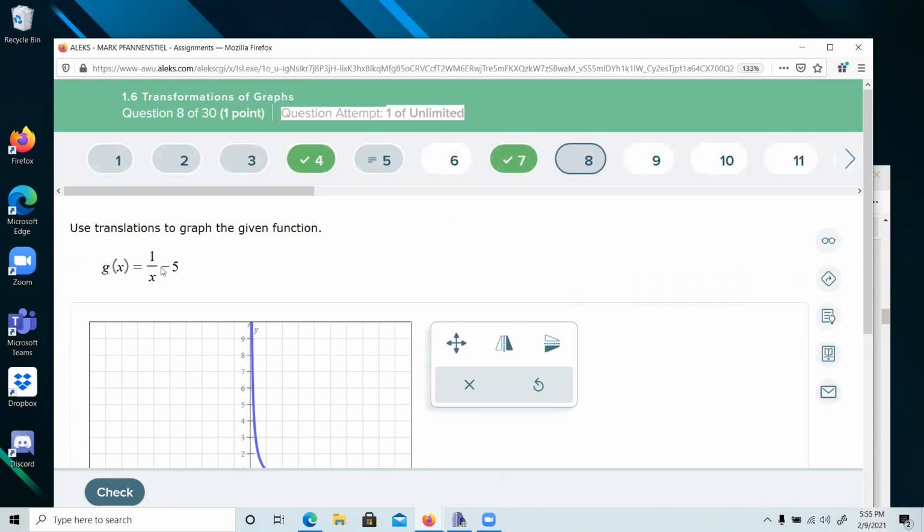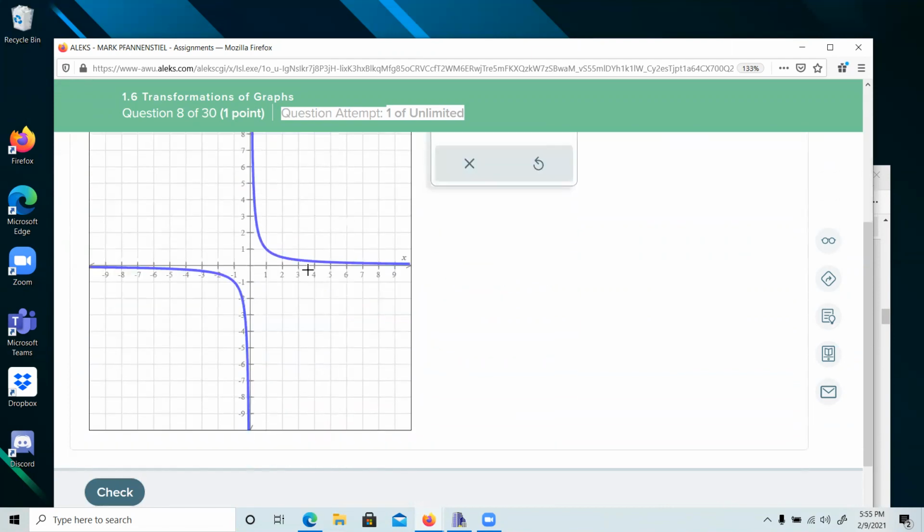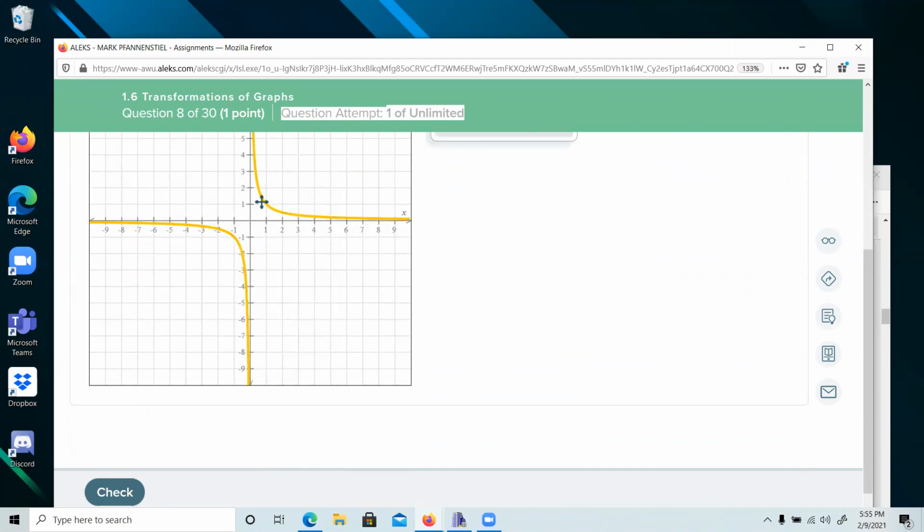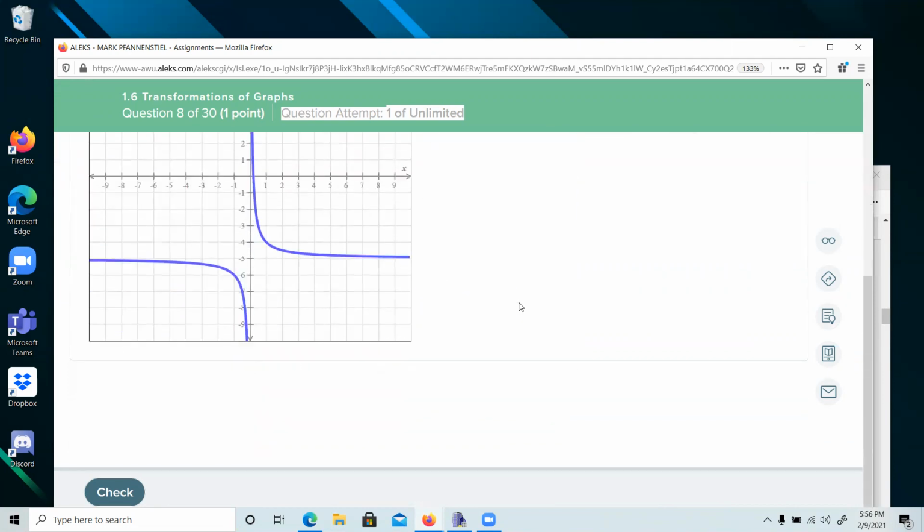Same thing with this one, right? We have a rational function. We have a vertical shift of 5. So you're just going to pick up this graph. You're going to say, okay, I'd like to move it. And we're just going to move the whole thing. 1, 2, 3, 4, 5. Okay, and then you're set. Okay, hopefully I counted to 5 correctly.